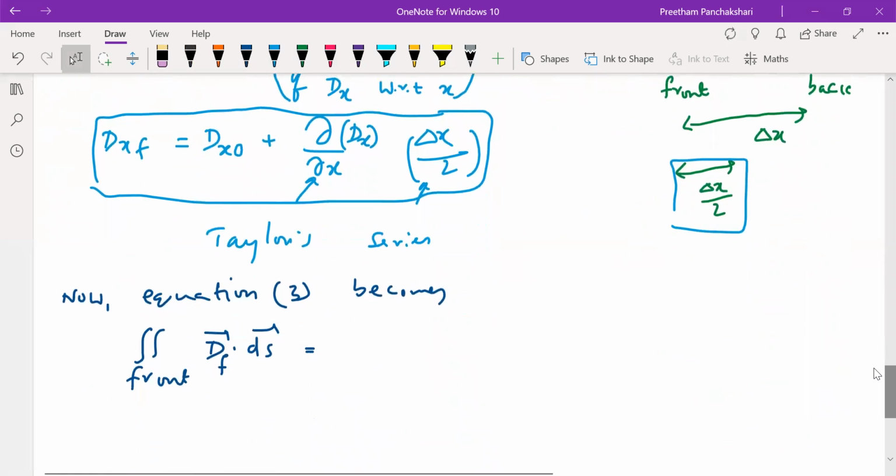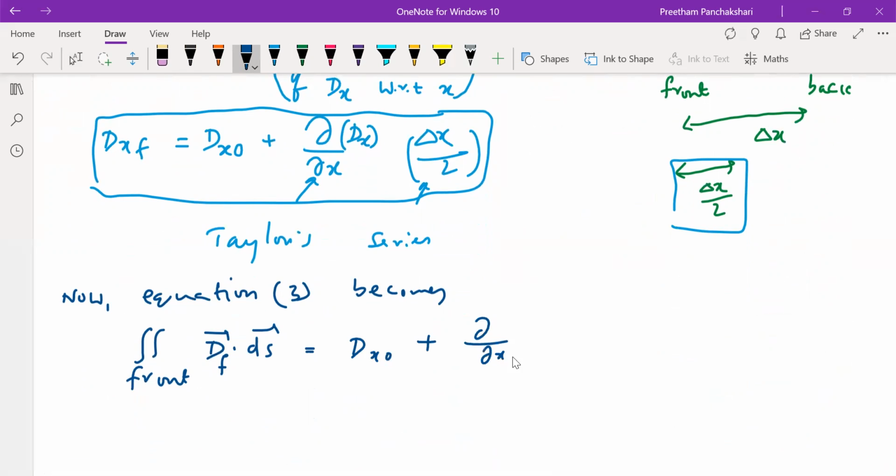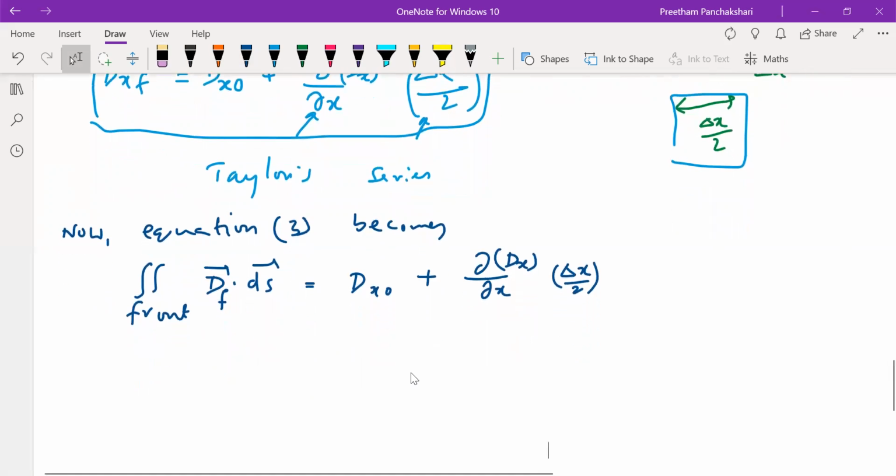So in place of dxf, we can write dxo plus the partial differentiation of dx with respect to x. So this is not a dot product, better to avoid the dot, into delta x by 2. This gives us the value for the integration over the front face.